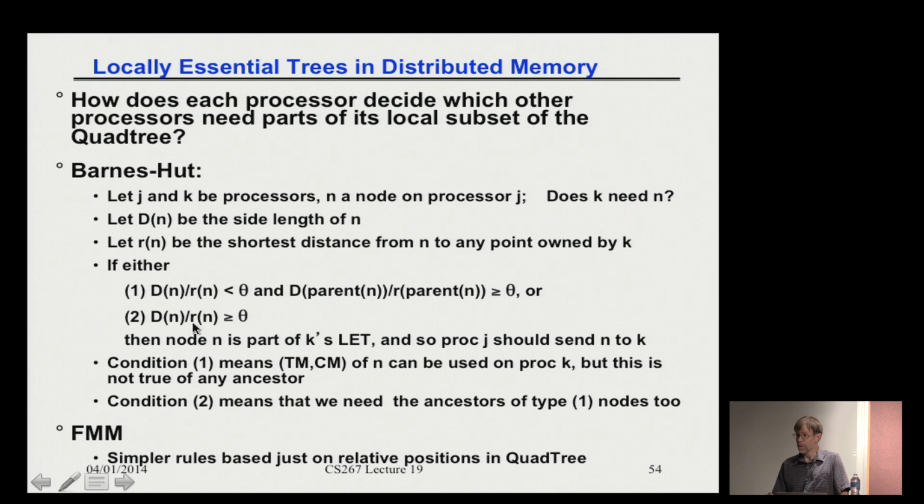But I also remember I need to traverse the whole tree, so I do need to send all the ancestors, all the parents. So the parent and the grandparent and so forth. So I also send it if it's too big, if I can't use it, if the ratio is too large. So I send the first one that I can use and everybody else. And that means that node N is part of processor K's locally essential tree, and I collect all those nodes and I send them in one message.